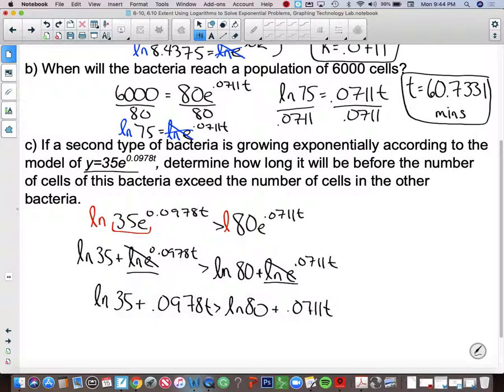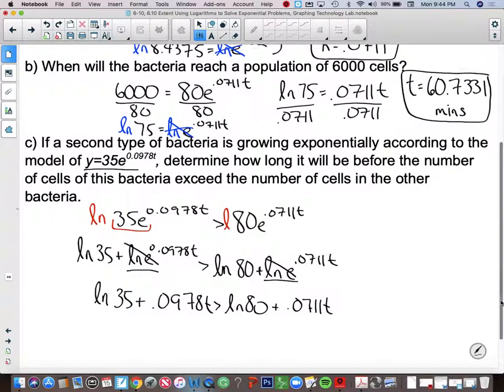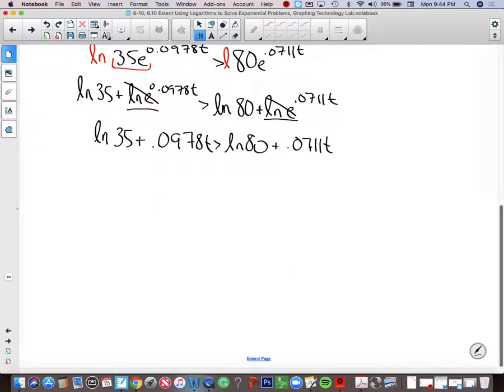0.0711t. So what you want to do then is put the natural logs on one side and the variables on the left, or wherever you want to put them. So I'm going to move this 0.0711t to the left, and I'll subtract it from that, and then I'll subtract the natural log of 35 to the other side. Okay, so right here is my inequality sign. So I'm moving stuff around.